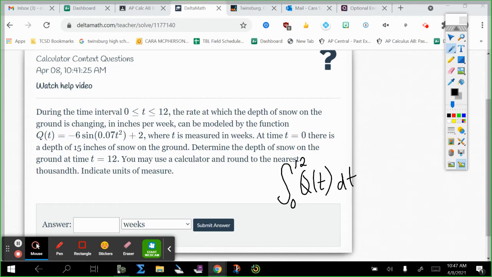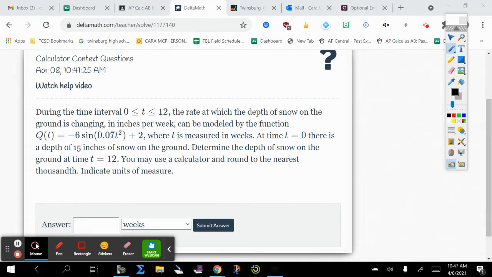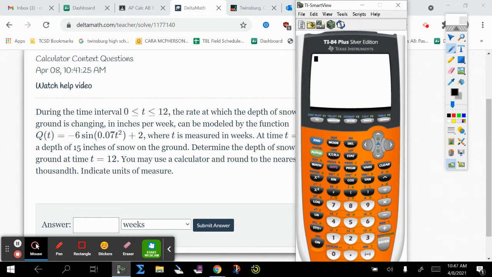Now, we do have to realize that we do start with a depth of 15. So whatever I get here, I'm going to have to add 15 to it. Usually they'll put the 15 in front because that was already on the ground to start with. So you're going to need to grab a calculator. And you're going to go to Math 9, which is going to set up your definite integral. So we're going from 0 to 12. Make sure your calculator is in radian mode. You will have a lot of trig, a lot of messy functions with these.